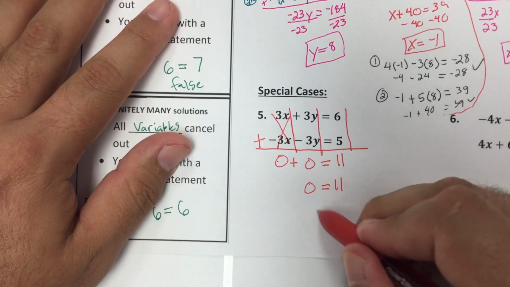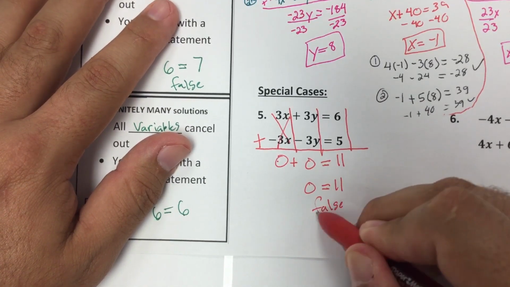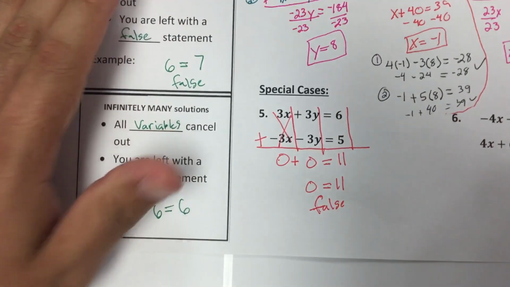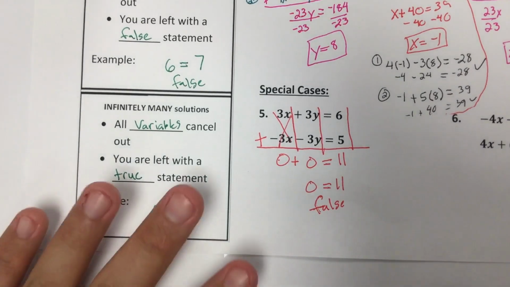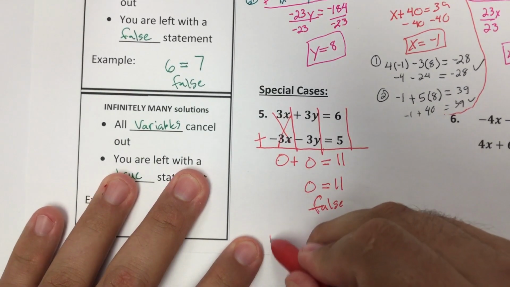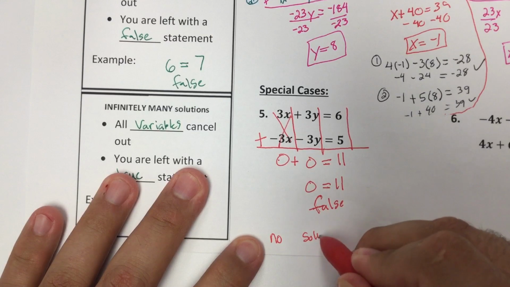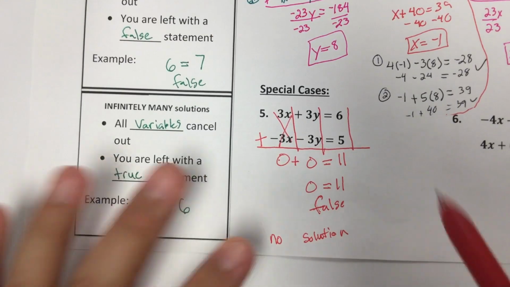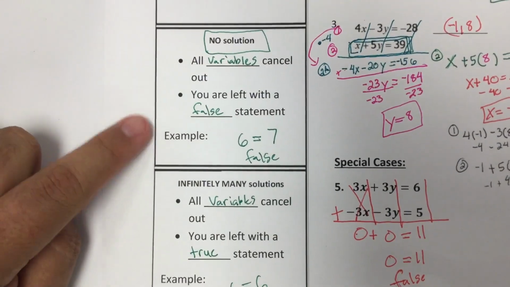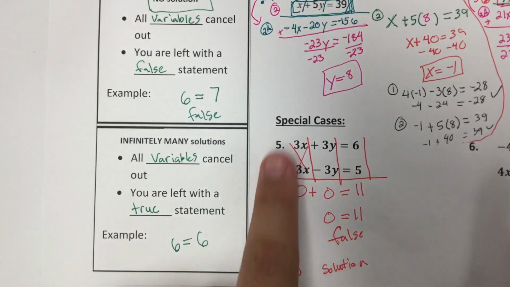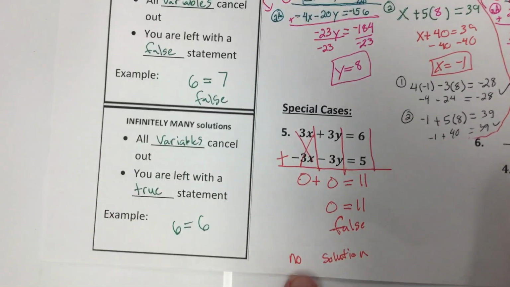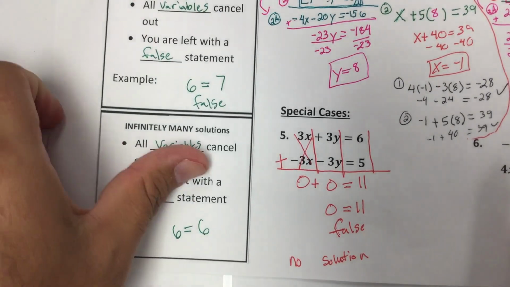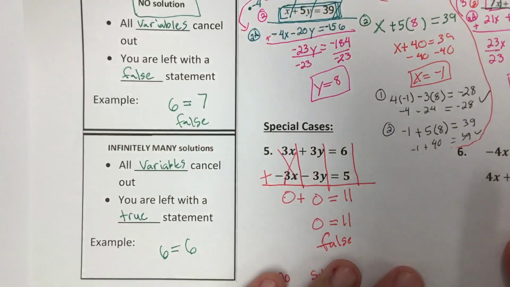And that is a false statement, right? If you believe that 0 equals 11, I will give you $0 for your $11, right? Okay, so that's a false statement. What this is indicating is that there's no solution. Now, look what happens because there's no solution. Just like we said earlier, right? All the variables cancel out. The x's cancel out, the y's cancel out. And now I'm left with a false statement. There's my false statement. This means no solution, okay?